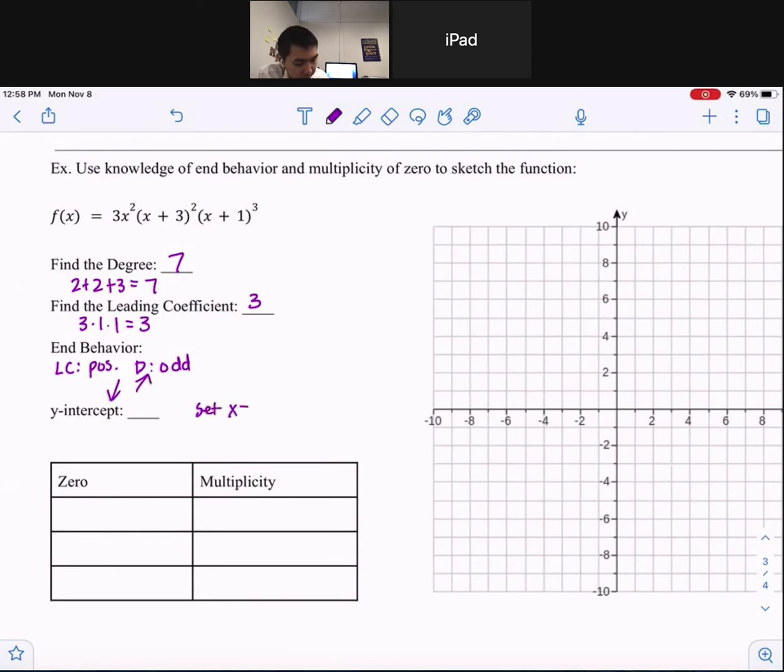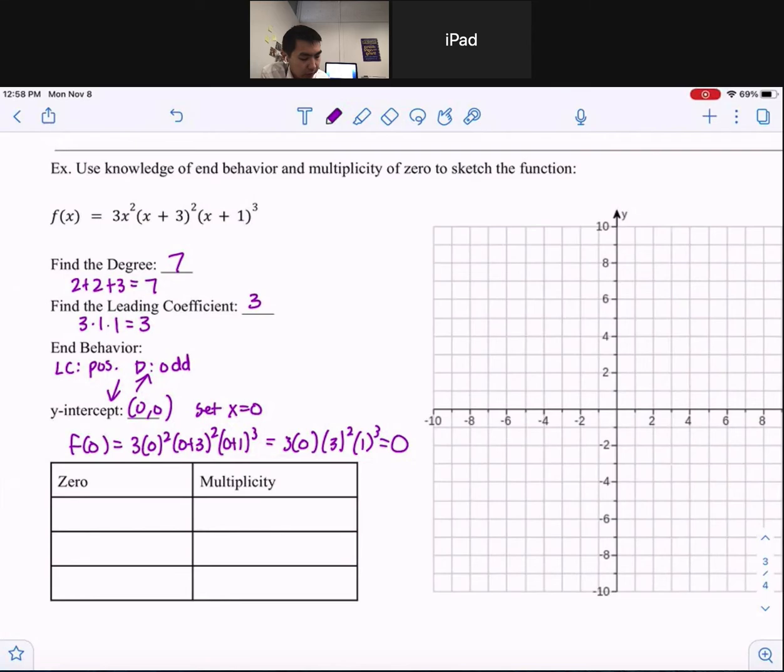Y-intercept: set x equal to 0. Everywhere you see an x, it is a 0. If you multiply all that out, you'll realize you're multiplying all of these by 0, which is ultimately going to be 0. So (0, 0) is our y-intercept.